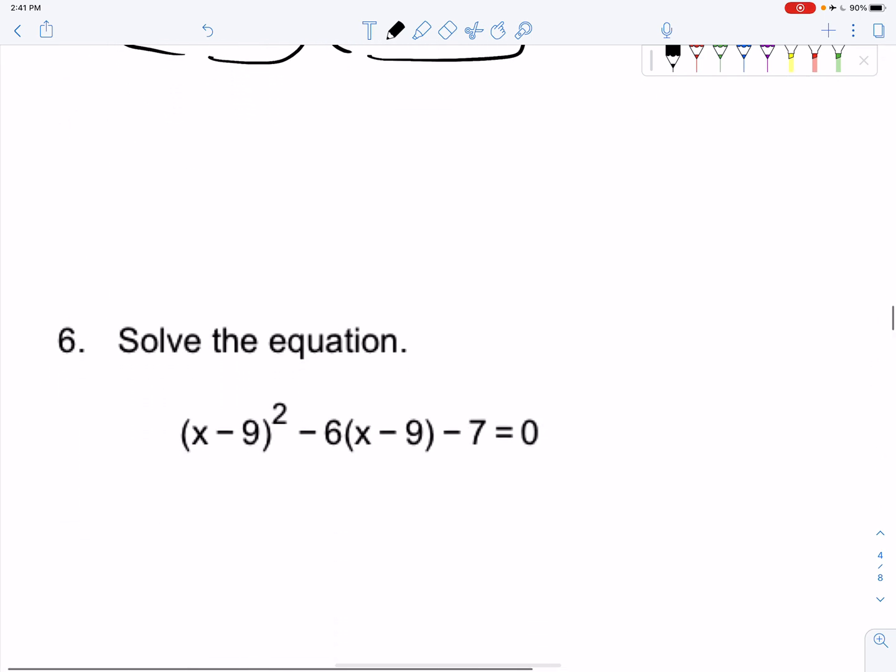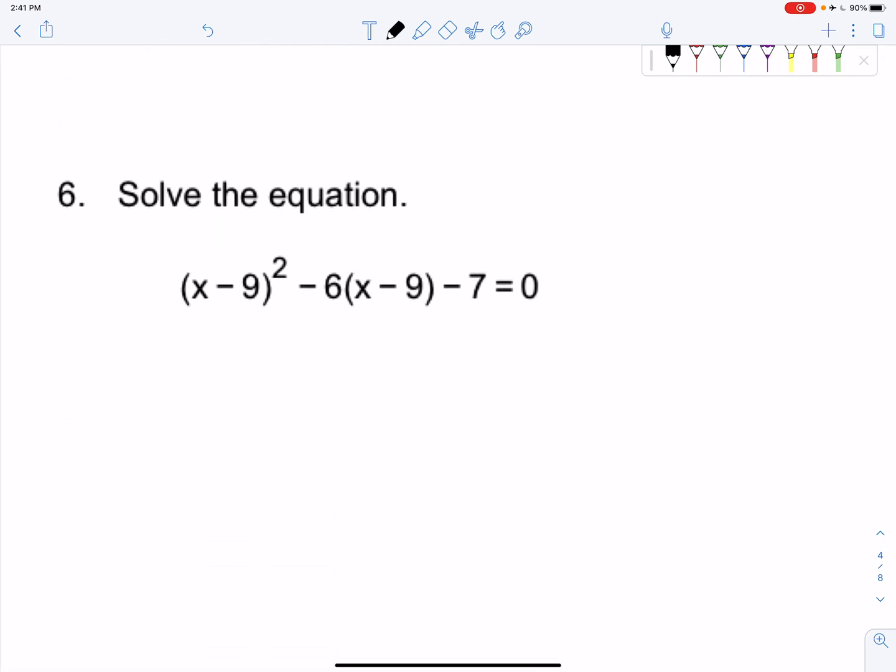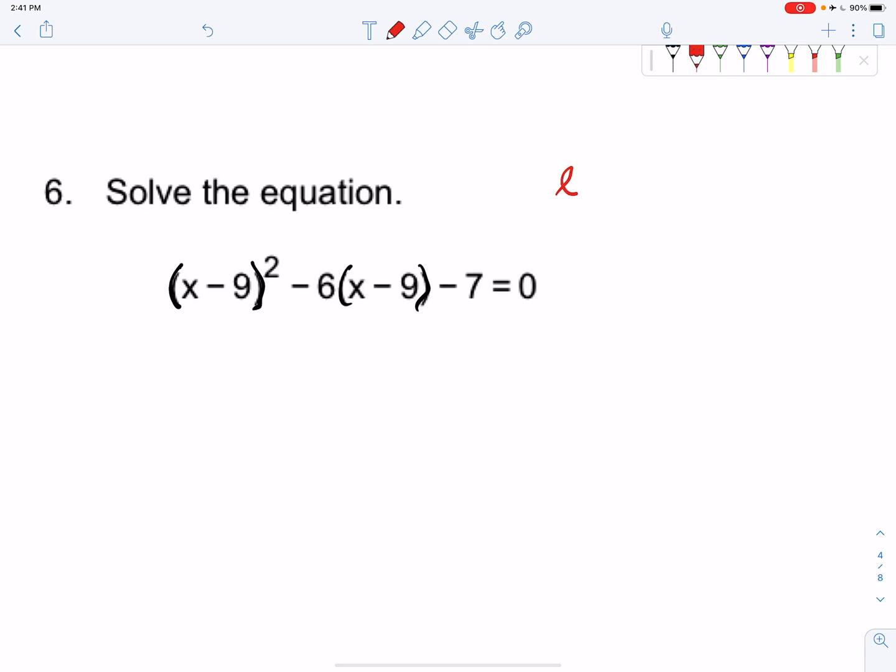All right. Number 6. Well, this thing already looks like quadratic in form. Actually, this is a quadratic. This is one of those moments where, I mean, if you multiplied everything out and then solved it as a quadratic, it would still work. But we got this new technique. Let u equal this nasty stuff inside. And then we have an easier quadratic, let's say. This is already a quadratic. But we'll have an easier quadratic if we sub u in for x minus 9.